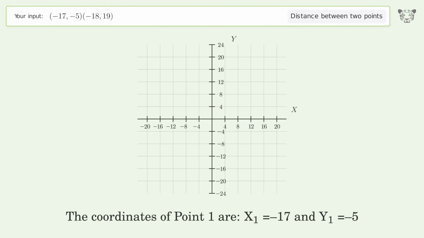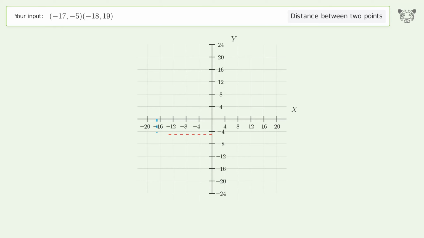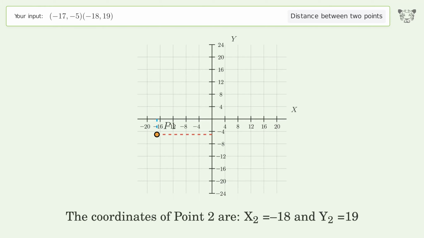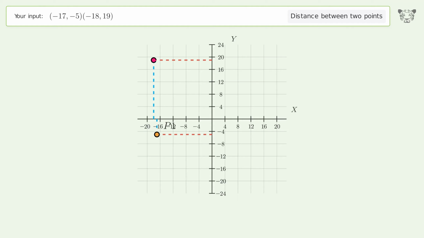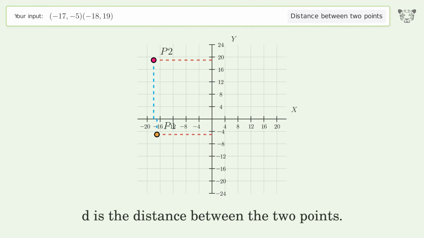The coordinates of point 1 are, x1 equals -17 and y1 equals -5. The coordinates of point 2 are, x2 equals -18 and y2 equals 19. D is the distance between the 2 points.